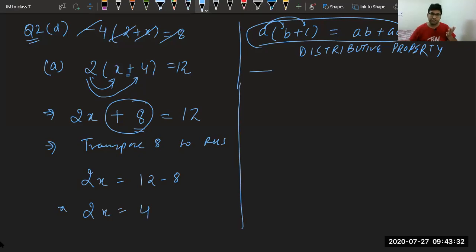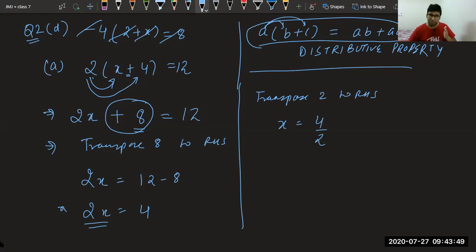Now we can say that this 2 is multiplying with x on the left hand side. If you transpose this 2 to the right hand side, it will come in division, that is x equal to 4 upon 2, and the answer will be 2, 2 2s are 4. Those who don't know, let me tell you, 2 into 2 is 4. So that is why I have cut like this. Okay, x equal to 2 is the answer.